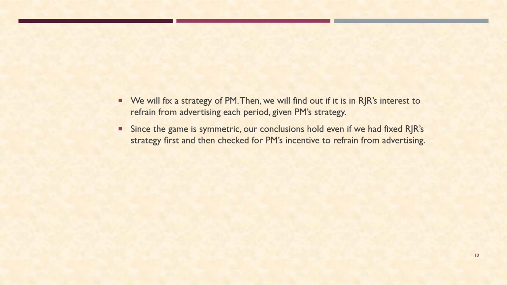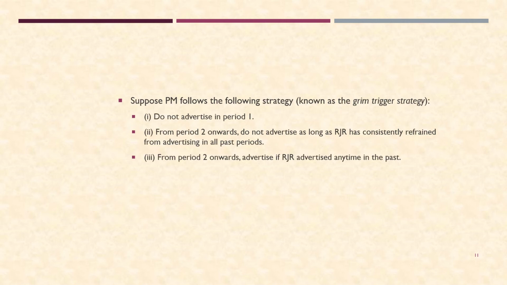We will fix a strategy for PM, then we will find out if it is in RGR's interest to refrain from advertising each period given PM's strategy. Suppose PM follows the strategy shown on the screen. This strategy is known as the grim trigger strategy. It says that PM will not be the first one to advertise. PM will also not advertise in any period as long as RGR has a perfect record of never having advertised in the past. If RGR ever advertised any time in the past, PM will retaliate by advertising every period.